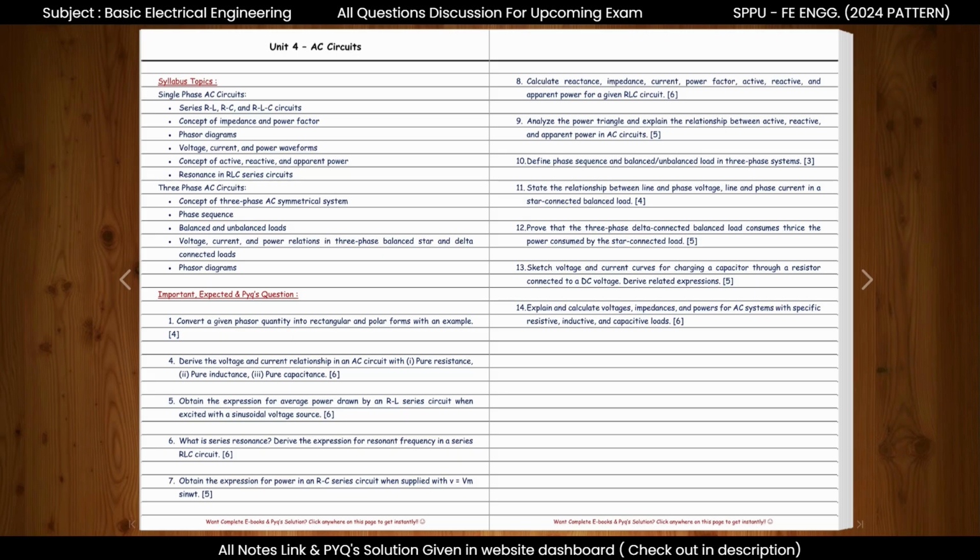In a purely capacitive circuit, the current leads the voltage by 90 degrees, meaning the current reaches its peak earlier. These phase differences are important because they affect how power behaves in the circuit.